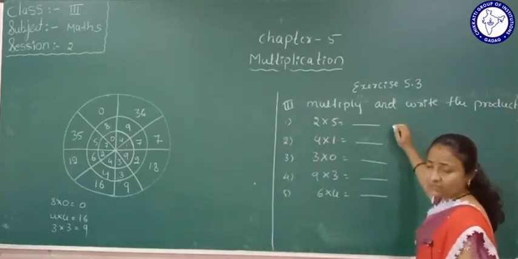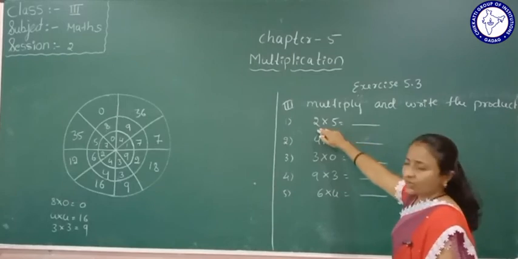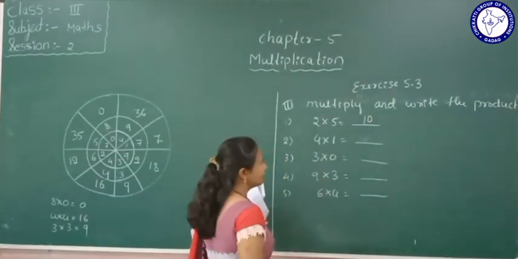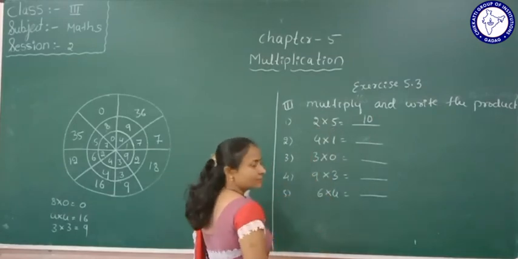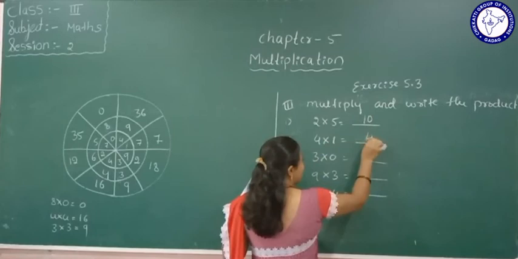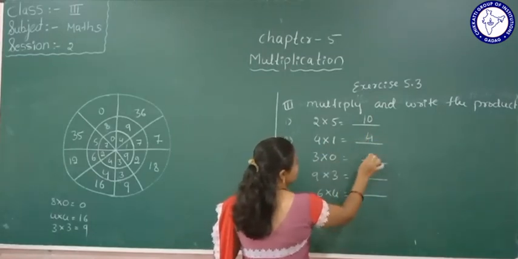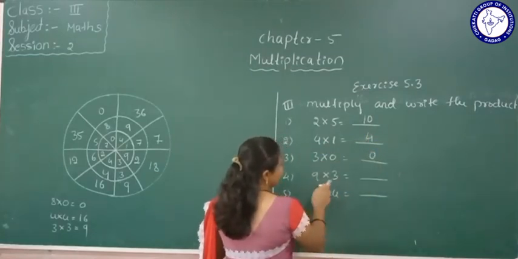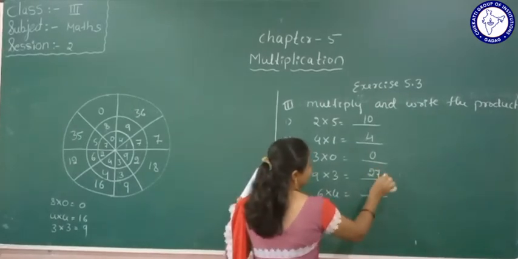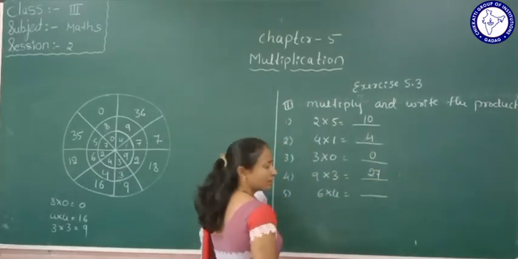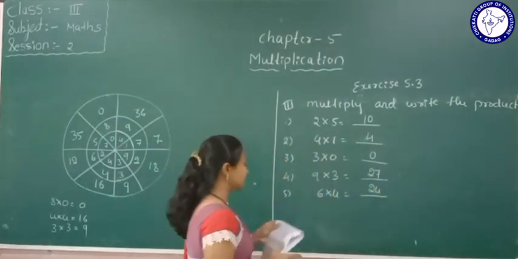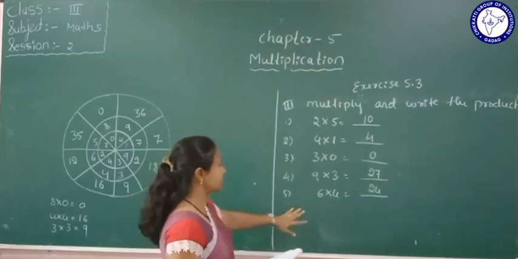Yes, see students, 2 5s are, how much? 2 5s are 10. I'll write the product of these multiplications. So 2 5s are 10, 4 1s are 4, 3 zeros are 0. Yes, 9 3s are, how much? 27. Okay, 6 4s are 24. Yes, students, the remaining ones in this exercise, you do yourself only.